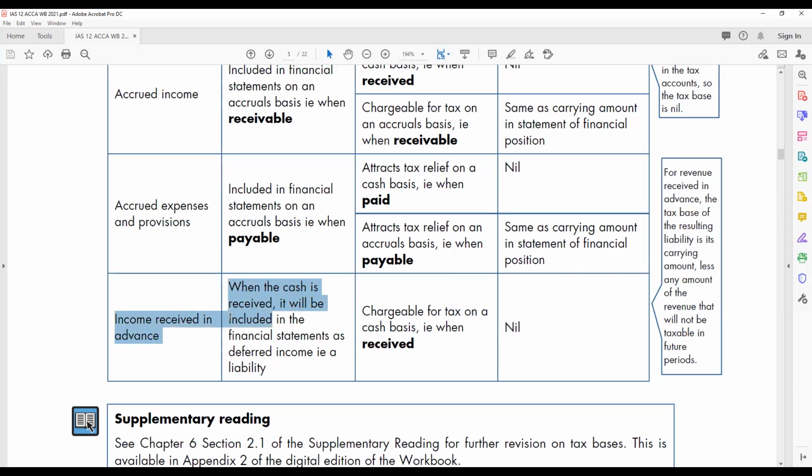Here you have to note that when we calculate the tax base of income received in advance, the resulting liability is a liability, no? When we receive any income in advance, it's a liability, right? The tax base of the resulting liability, this is the formula, is the carrying amount minus any amount of the revenue that will not be taxable in the future period.